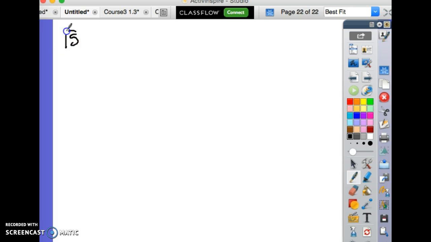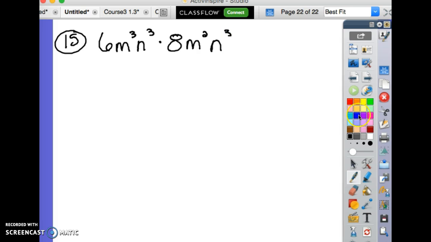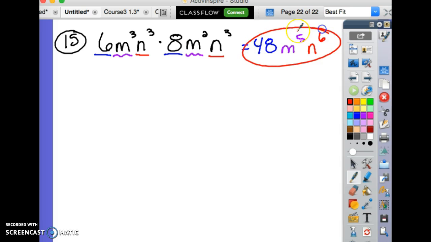15, same idea. 6m to the third, n to the third, times 8m squared, n to the third. Starting with my numbers, 6 times 8 is 48. M to the third and m squared, I have 5 m's. And then n to the third and n to the third, we have 6 n's. 17.